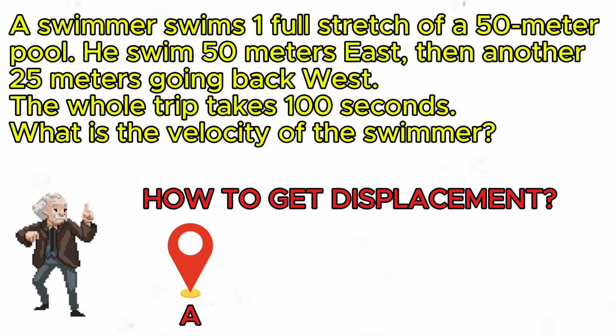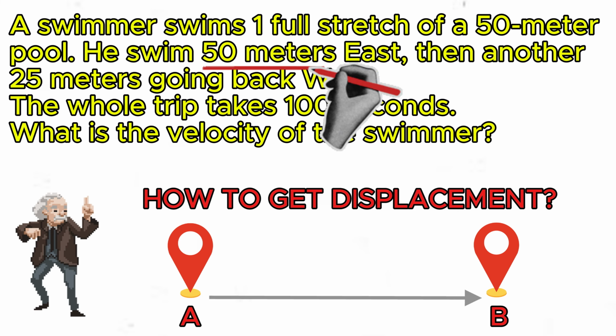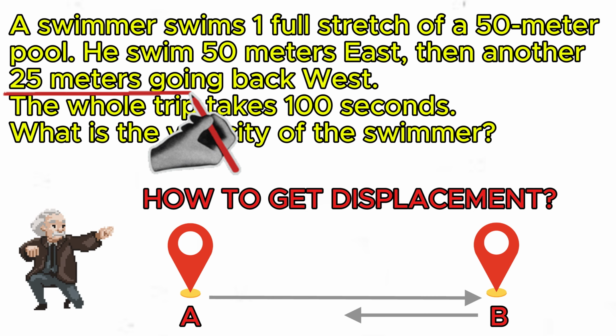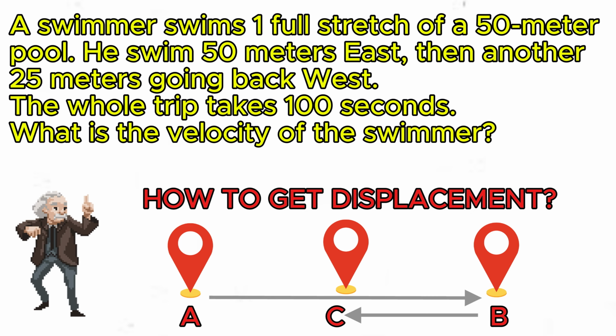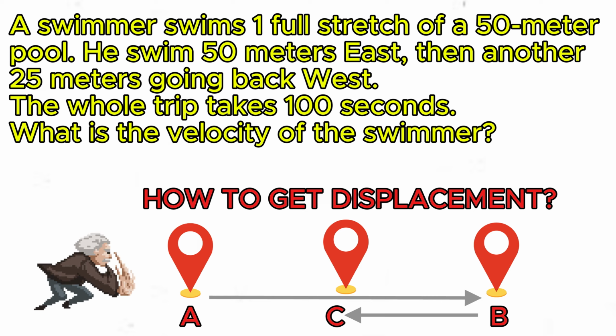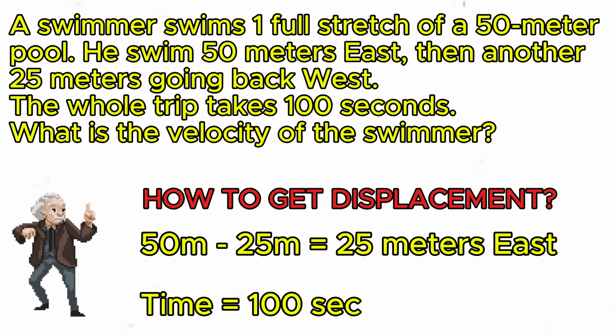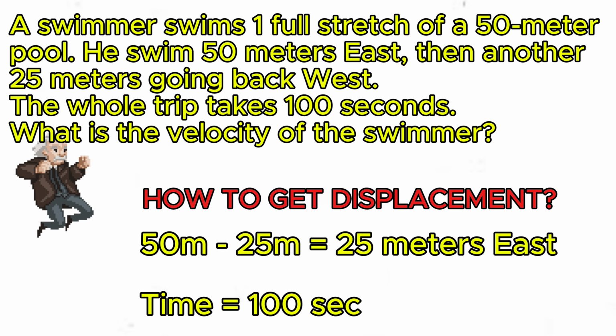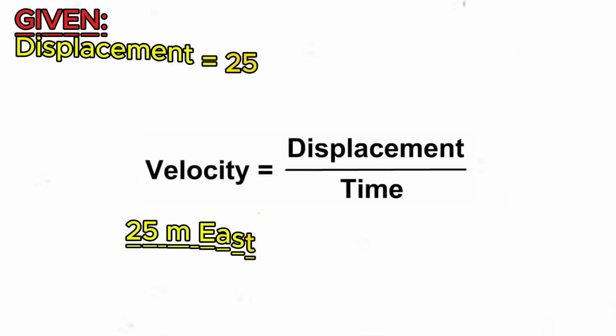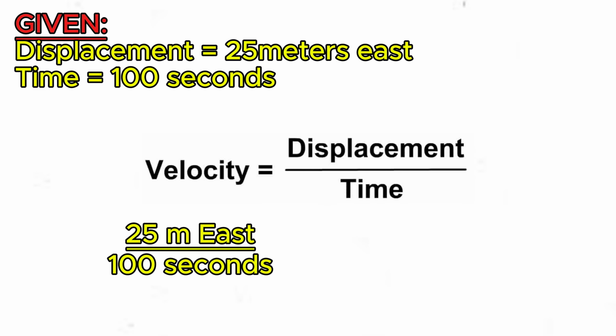If this is his starting point, point A, and he swims 50 meters going east, point B, and then swims another 25 meters going west, point C, since displacement can be measured from start to end point, that would be 50 meters minus 25 meters. So, the displacement will be 25 meters east. Time is basically 100 seconds, so if you put these values in the formula, it will be 25 meters east over 100 seconds. Your answer will be 0.25 meter per second east.